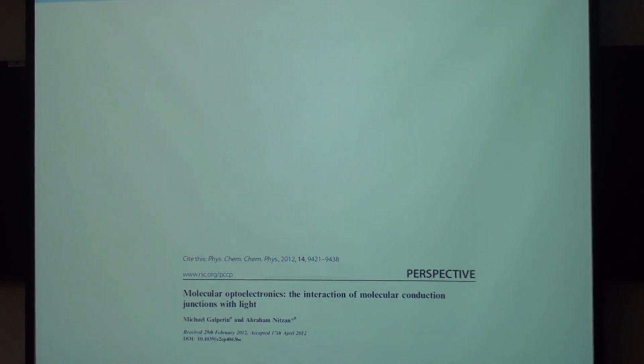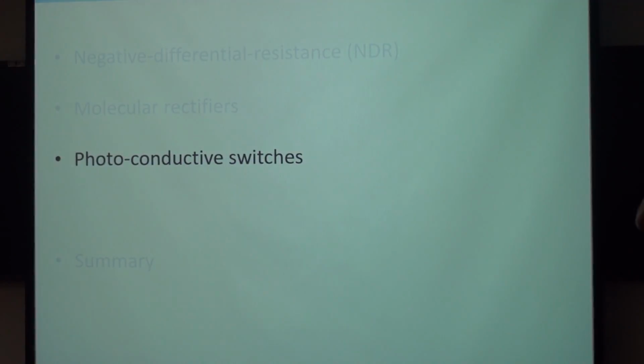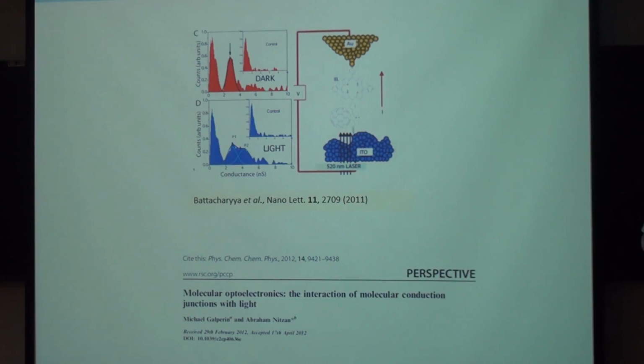And then I went back to Ben-Gurion's group for another discussion. This was a year later. And this is where this first story comes about. And this is a story about photoconductivity. And let me just tell you that you can attach molecular junctions and couple them to light. But it's very, very hard. There are very, very few experiments which can actually do that.